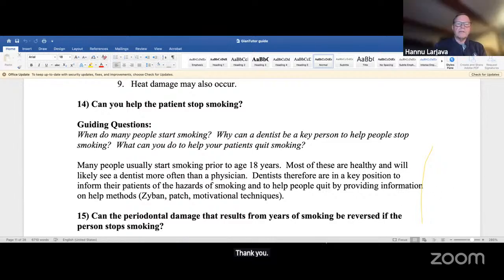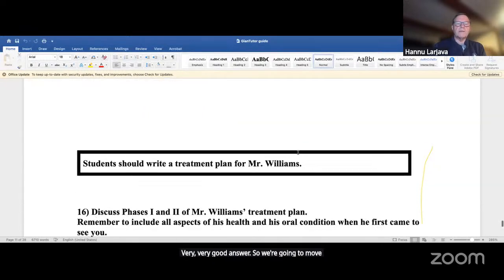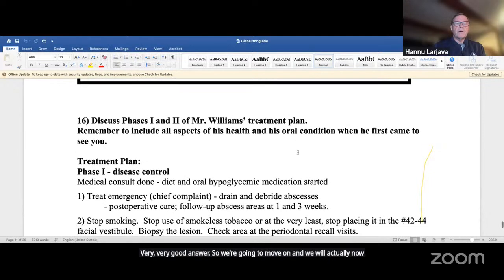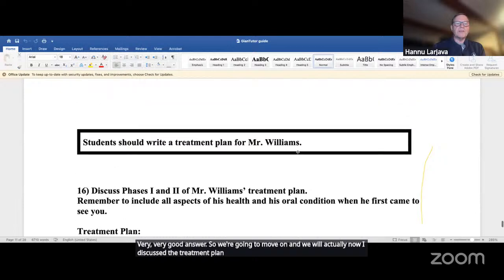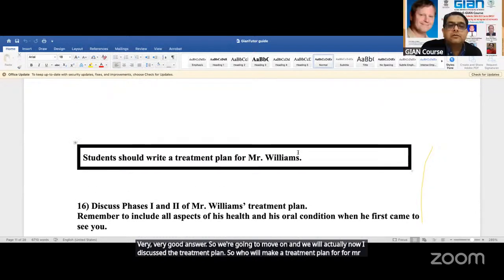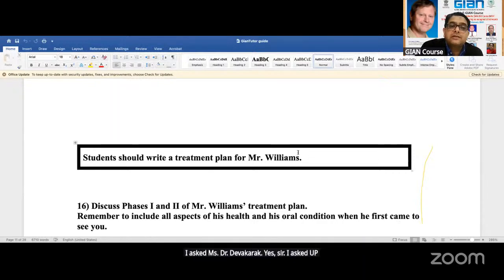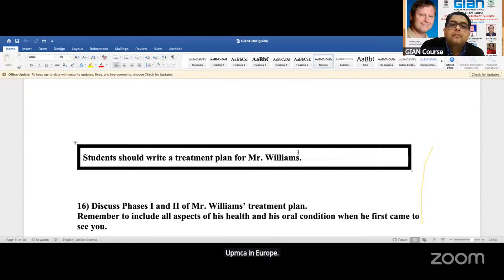Very, very good answer. So we're going to move on, and we will now discuss the treatment plan. So who will make a treatment plan for Mr. Williams? I asked UPMS. Yes, Dr. Divakar, please respond to this question. UPMS SAIF group. Yes, sir.